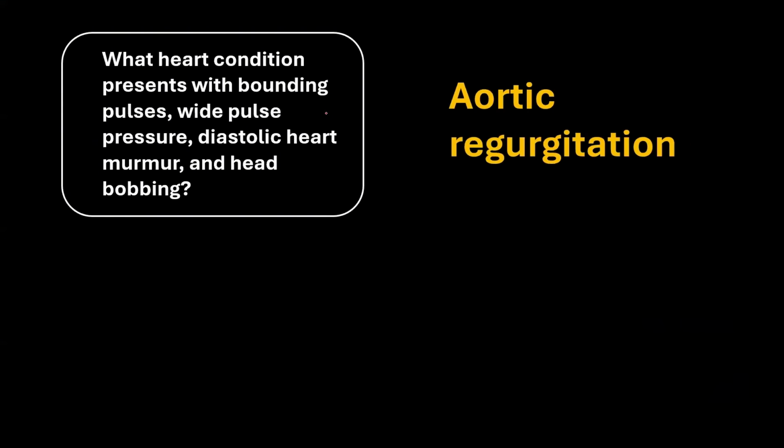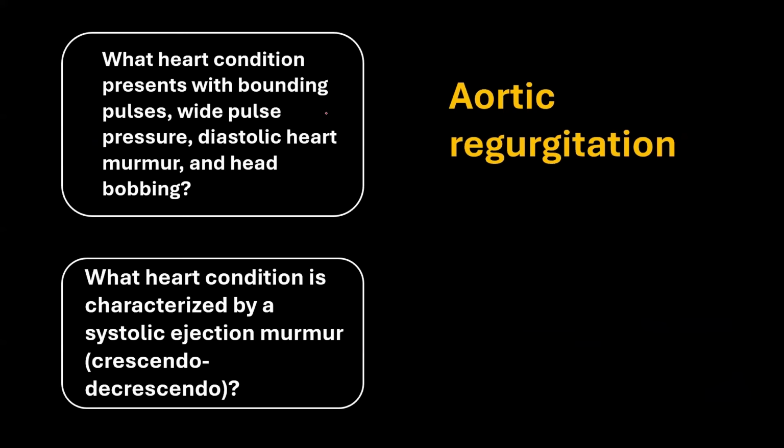Okay, what heart condition presents with bounding pulses, wide pulse pressure, diastolic heart murmur, and head bobbing? Good. Aortic regurgitation. What heart condition is caused by a systolic ejection murmur? That's crescendo, decrescendo. Good. Aortic stenosis. What can you hear on the murmur that would make you think of a more severe aortic stenosis?